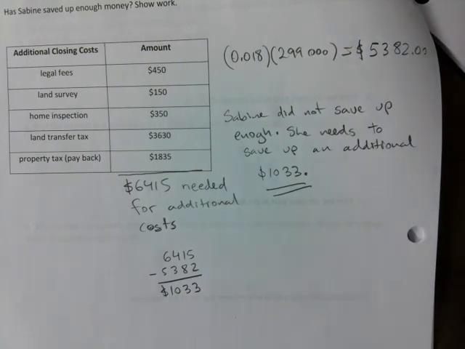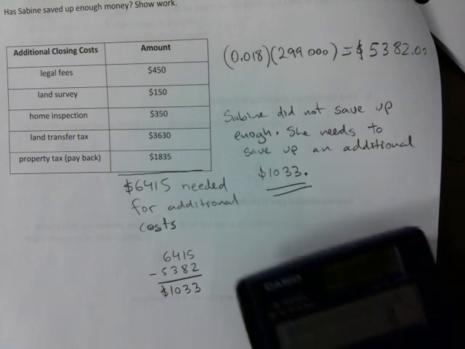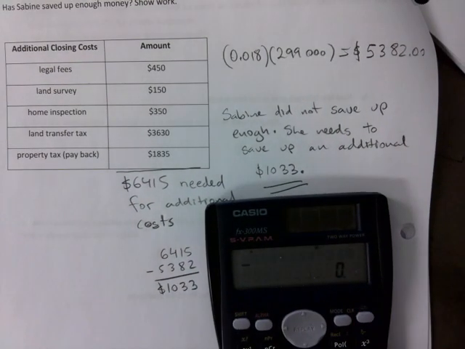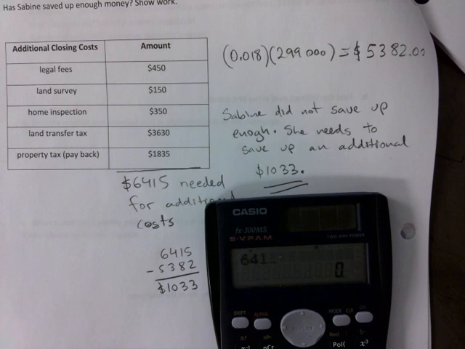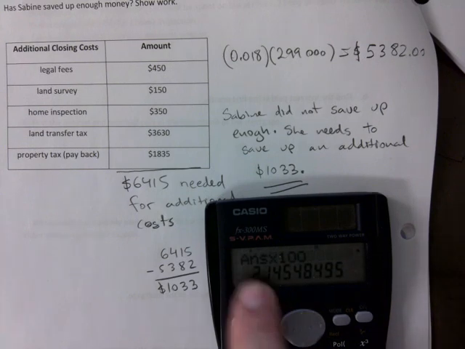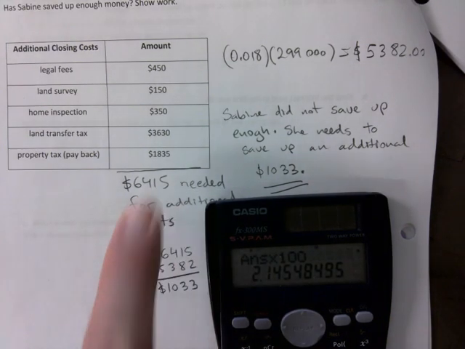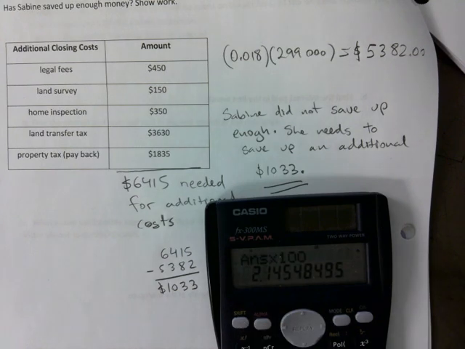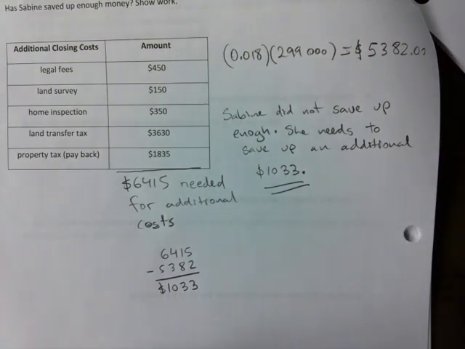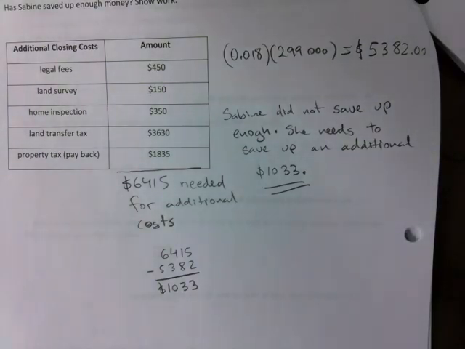You could have saved up. You could have also done it this way, where you take the 64.15 and you divide it by 299, multiply that by 100, right? So technically, these expenses amount to 2.15%, but you only saved up 1.8, right? So there's a problem there. So that could have been done as well. It's really up to you how you want to do these types of questions.